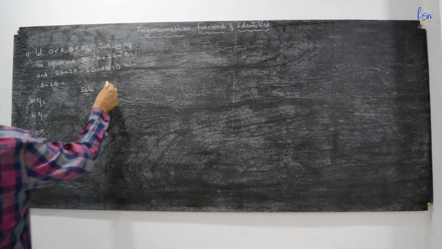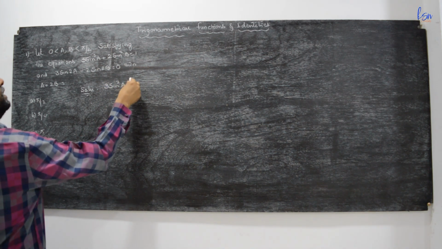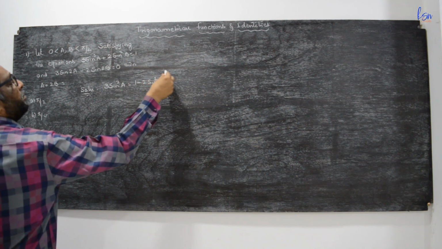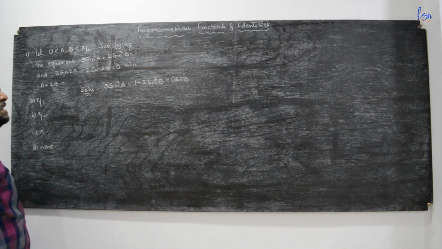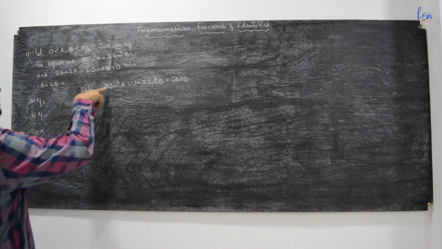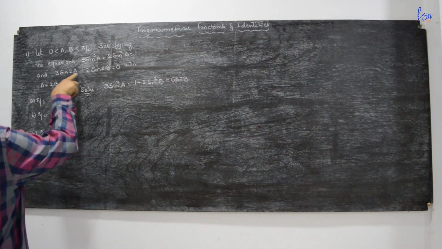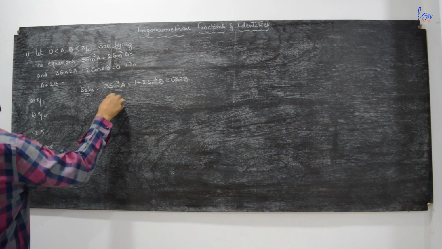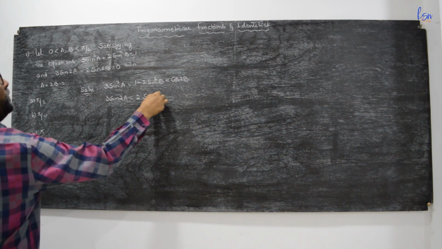From the first equation we can write 3 sin square a equal to 1 minus 2 sin square b. 1 minus 2 sin square b is cos 2b. So 3 sin square a is equal to cos 2b. Otherwise you can take the second equation, 3 sin 2a equal to 2 sin 2b.